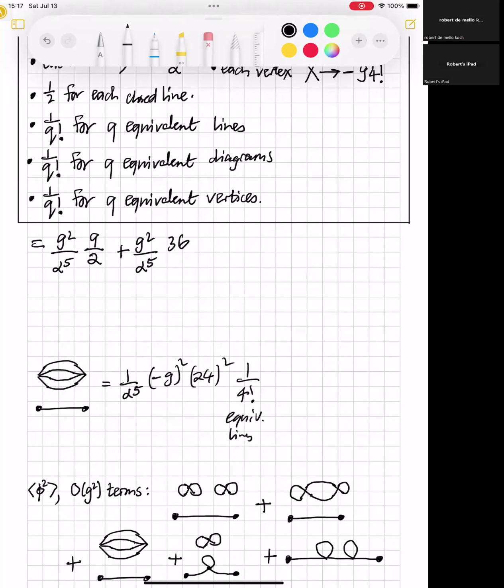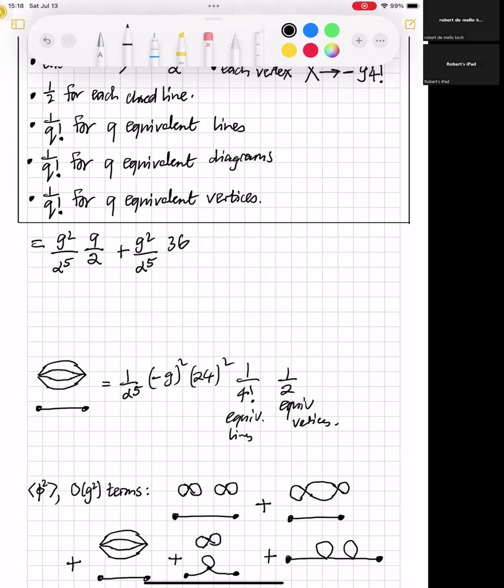And then, are there any equivalent diagrams? No, well, there's only a single diagram. And then, are there any equivalent vertices? Well, yes. If we swap the 2 vertices that we have in this diagram, we don't change where the different lines start and end. So those are two equivalent vertices. So we will have a factor of 1 over 2 for equivalent vertices. Okay, and that's the diagram.